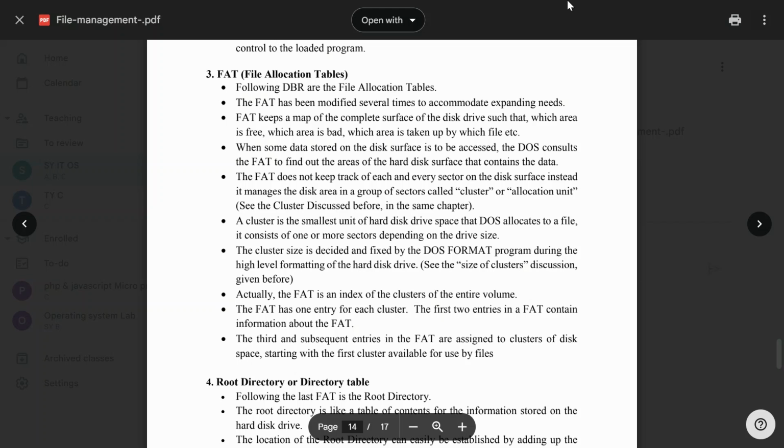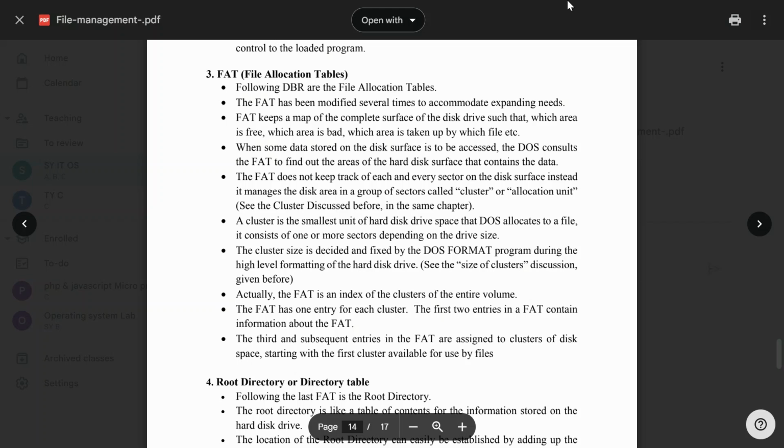A cluster is the smallest unit of hard disk drive space that DOS allocates to a file. It consists of one or more sectors depending on the drive size. So there are several sectors in a cluster. The cluster size is decided and fixed by the DOS format program during the high-level formatting of the hard disk drive. See the discussion on cluster size.